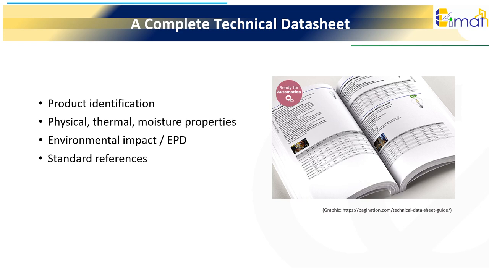To fully exploit digital models, each material should have a datasheet that includes identification and product name, physical and mechanical properties, thermal and moisture properties, environmental impact and certification, e.g., EPD, and references to standards and testing methods. A complete datasheet ensures compatibility with BIM platforms and supports sustainability assessment workflows.